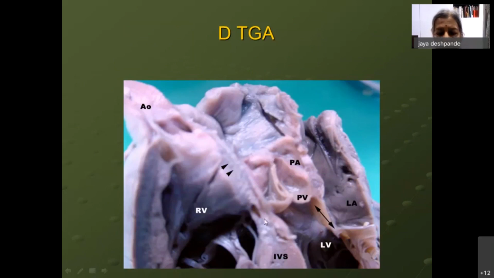So this is an echo cut to show you the left ventricle leading to the pulmonary artery. This is the subaortic infundibular septum.